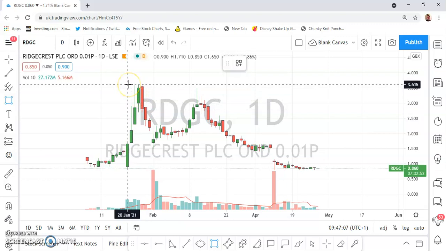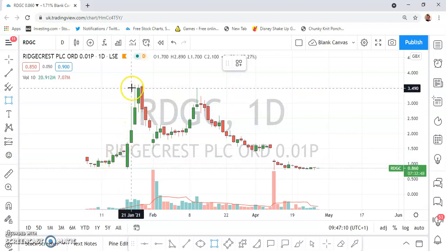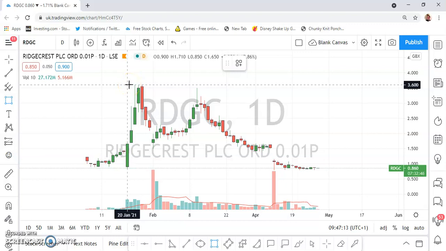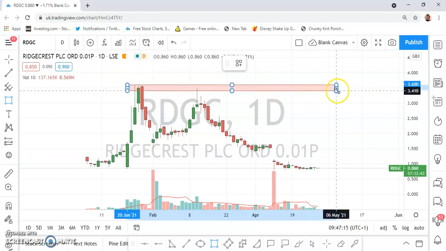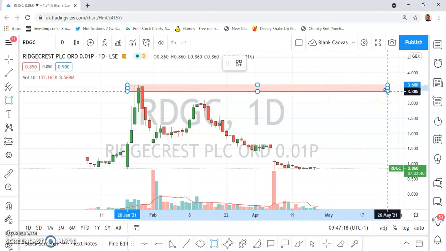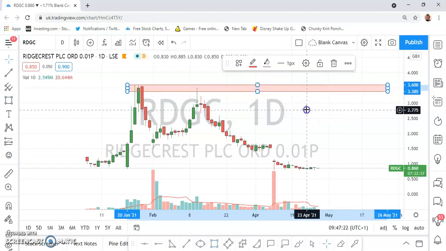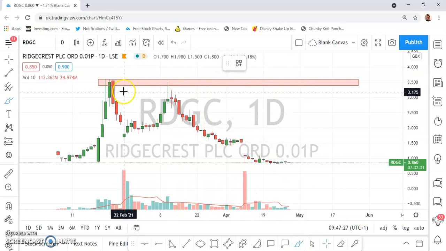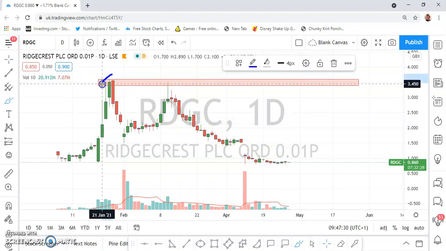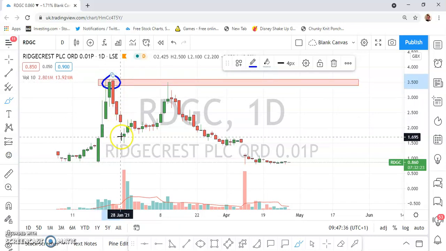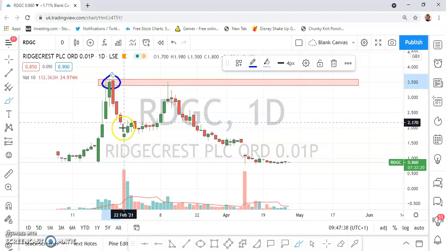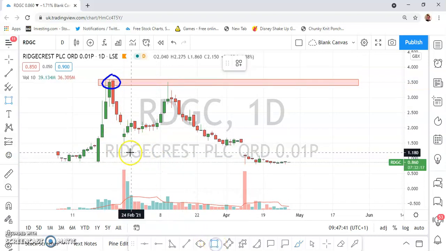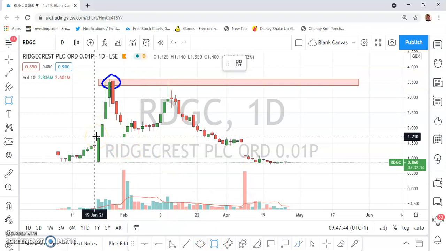So back to resistance. The first swing high here came up to a level of around about 3.6. So if we were to draw a resistance band here for Ridgecrest, somewhere along here, which gives you a relatively narrow band of resistance, you'll see why I've drawn that in a moment. You'll see that price came all the way up to here, and then the following candles drove price all the way back down to this level here, which is the first level of support. So at this line here, we saw our first line of support for Ridgecrest.